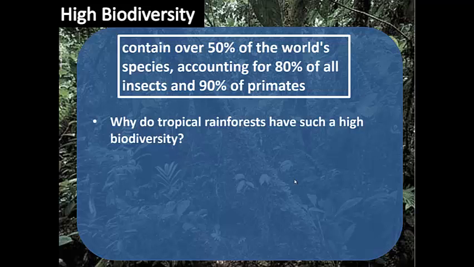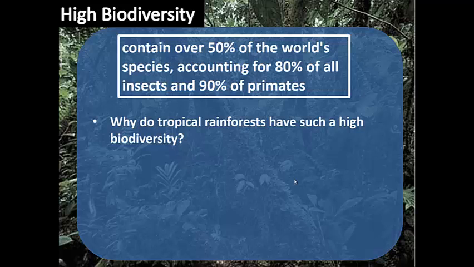Next, we'll be moving on to talk about the biodiversity of tropical rainforests. But firstly, I would like to ask what biodiversity means. Take some time to think about this question. Take down this simple definition of biodiversity in your handout 1A. Biodiversity refers to the number of plants and animals one can find in an area.